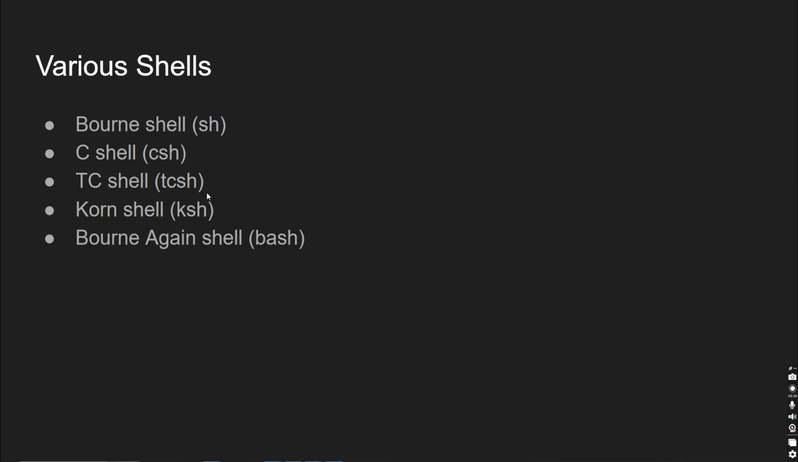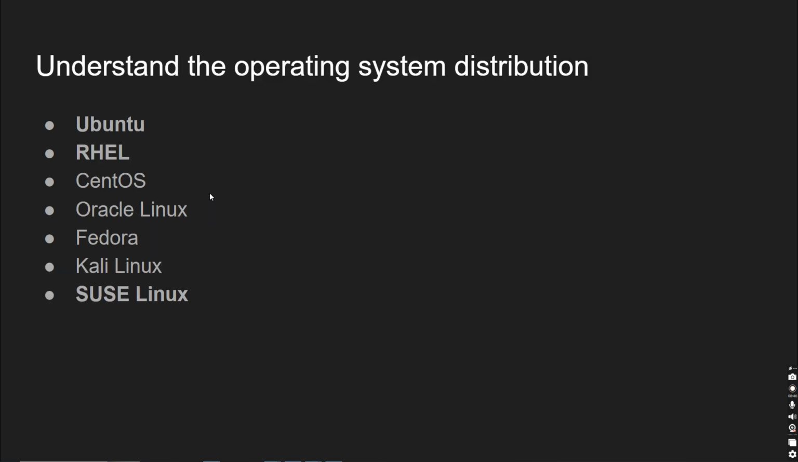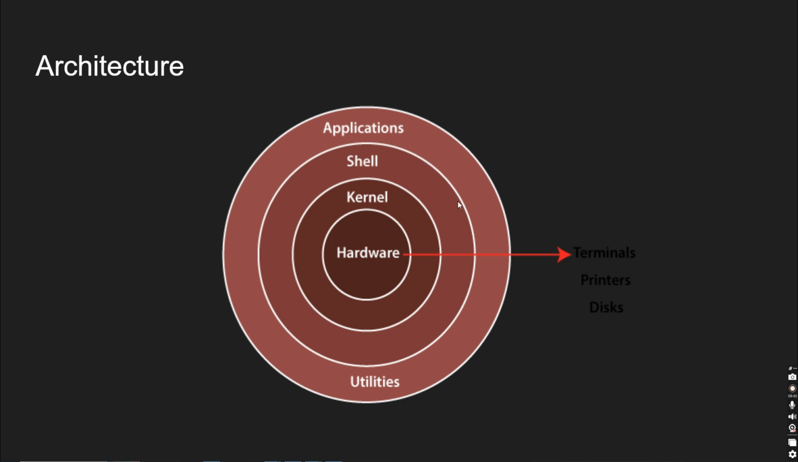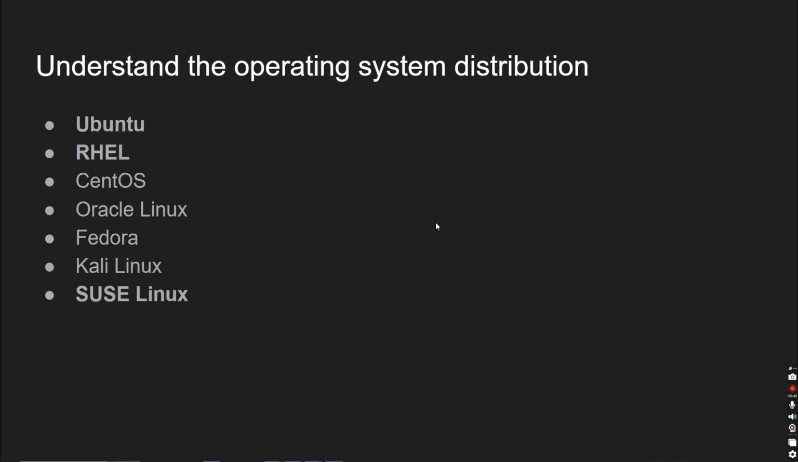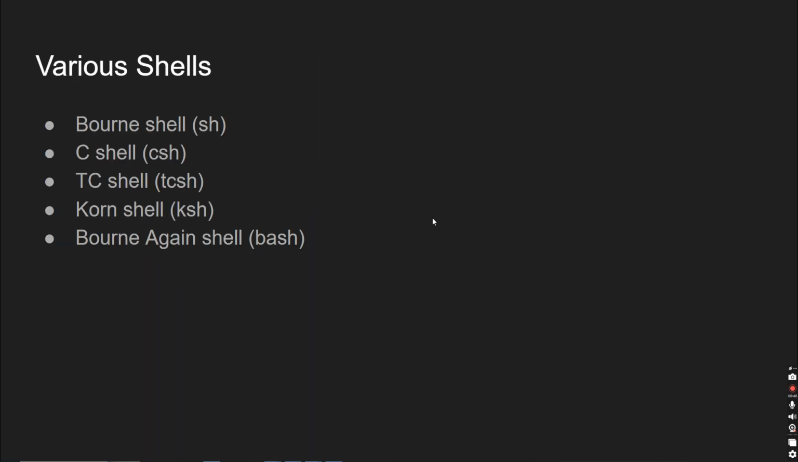Okay, so now let's understand the different types of shells, because when we discussed the architecture, we saw something called the shell, which is the interface for the end user. The black screen that you see on Linux is basically the shell. It's a terminal, and the terminal has different shells. There is Bourne shell, C shell, TC shell, and then Korn shell and Bourne Again shell.